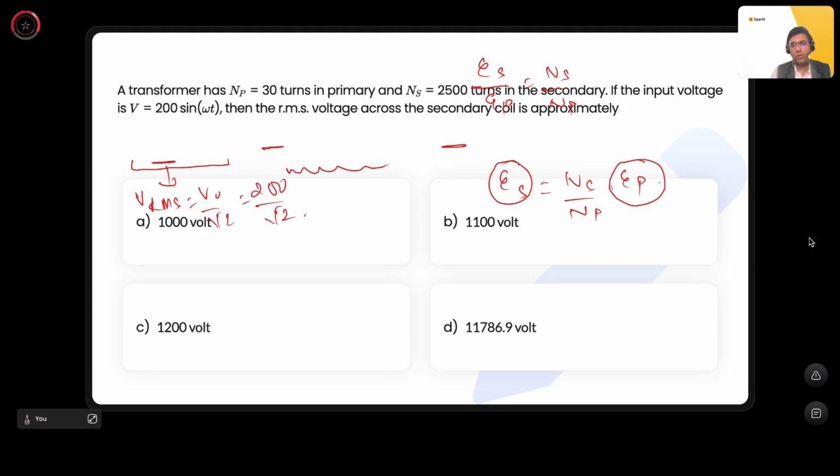All right. So ES will be 2500 upon 30 into 200 upon root 2. If we solve it, we'll get this value. Just solve it, it's an easy question. You just have to remember that when RMS is asked, you have to give the answer in RMS. Whatever input you give, the output you get. So you put RMS here, you get the answer in RMS.